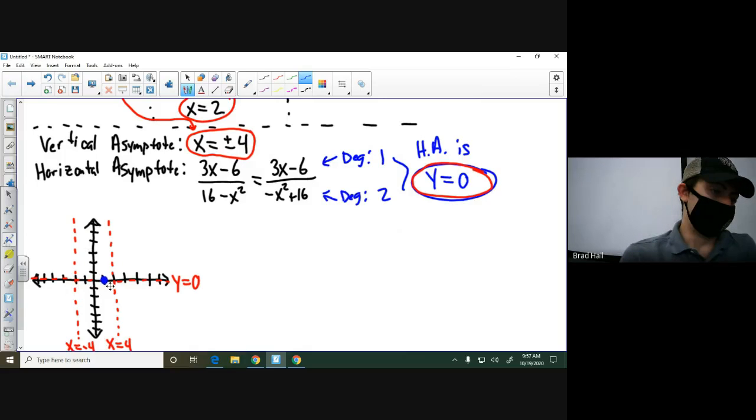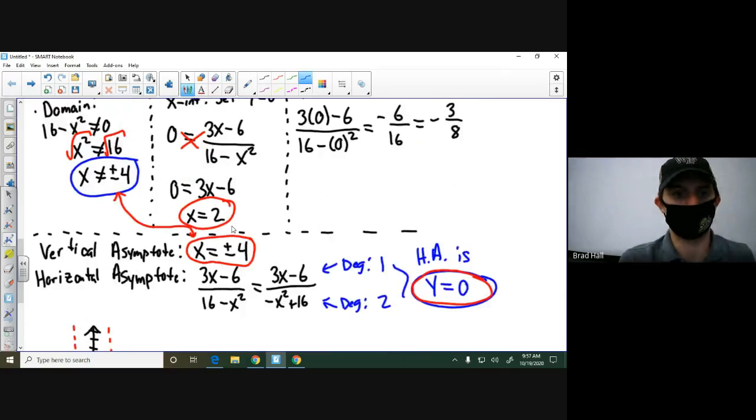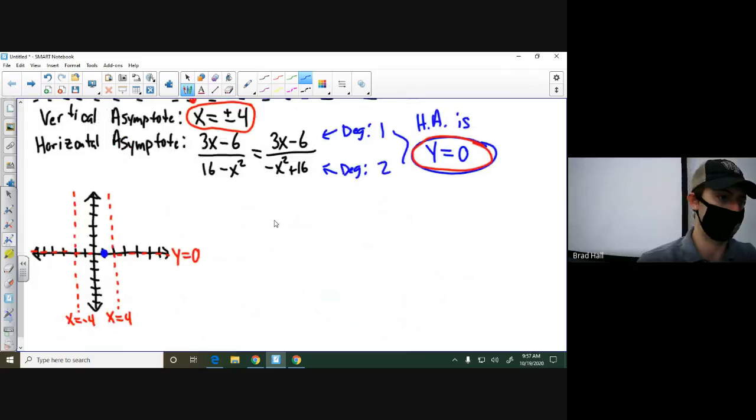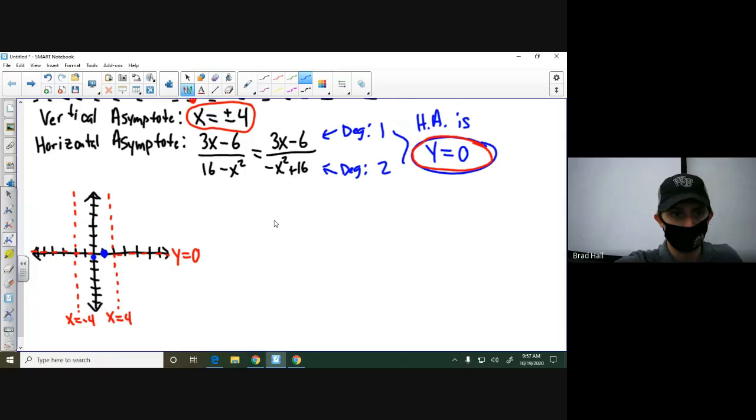So we have the x-intercept here on the asymptote, and the y-intercept was -3/8. So -3/8 would be a little below the horizontal asymptote. Now the question is, how do we fill in the remaining pieces? Because if anything, these 2 dots have to be connected.